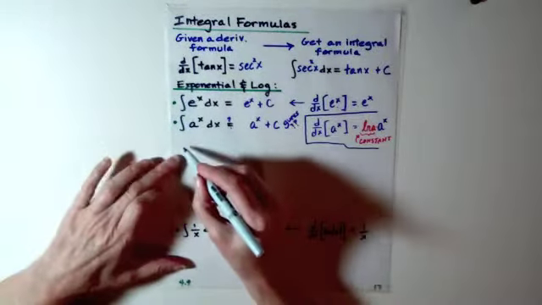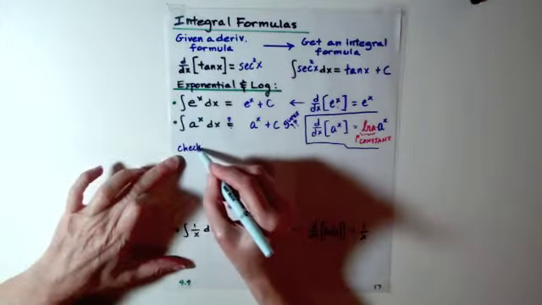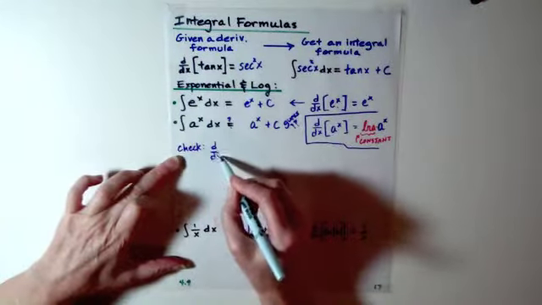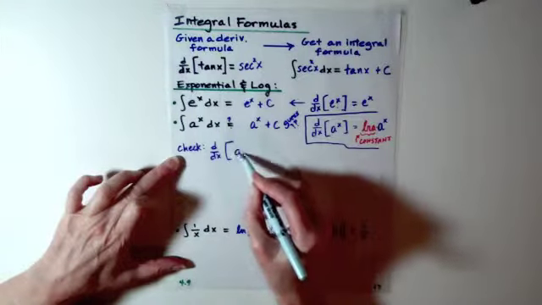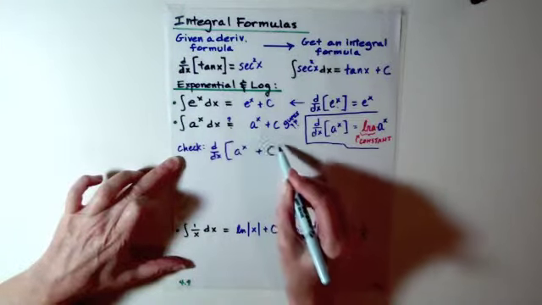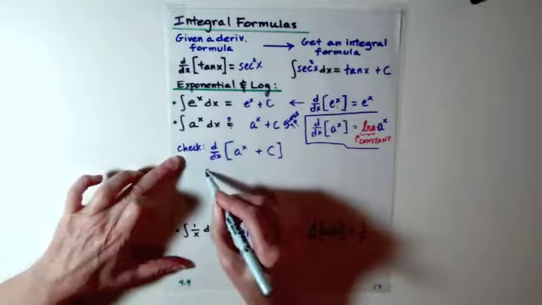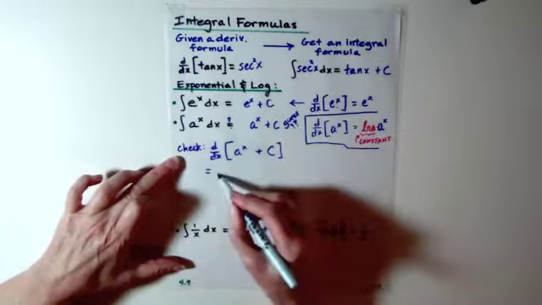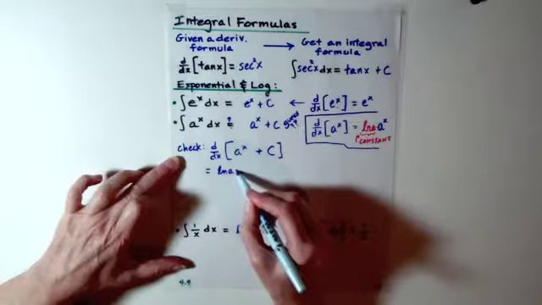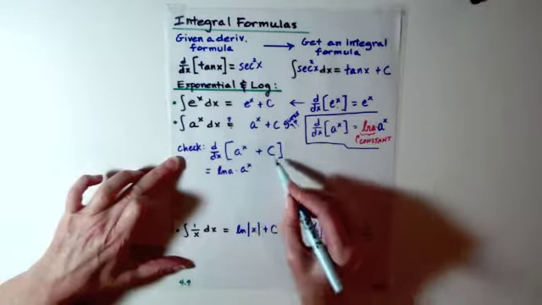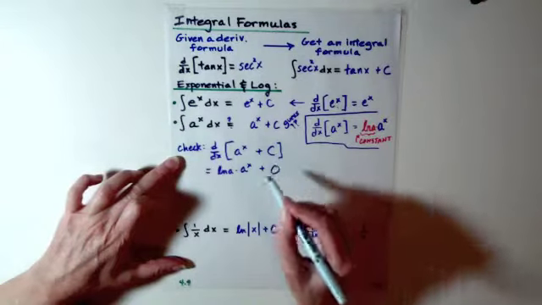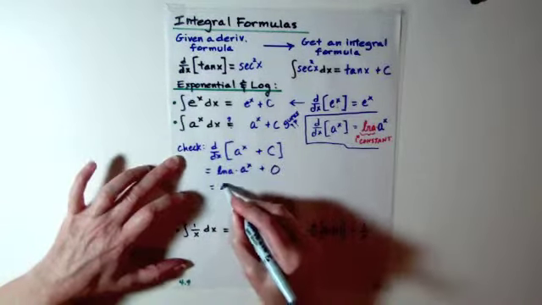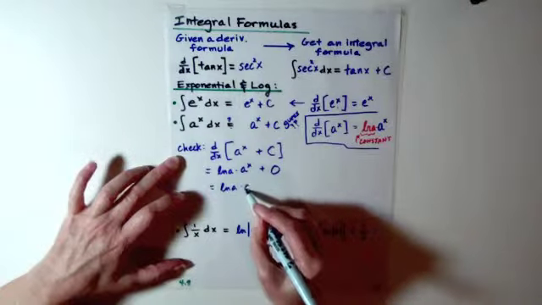If I were to check it, you notice that there's a little problem that comes up. When I check it, I'd go back and differentiate my answer. I'm guessing this is the right answer, but when I differentiate, I'm going to be taking the derivative of a to the x, and we just said that's not a to the x, it's ln of a times a to the x. And then, of course, the derivative of the constant is just 0, so that drops out. But I don't end up with what I want.